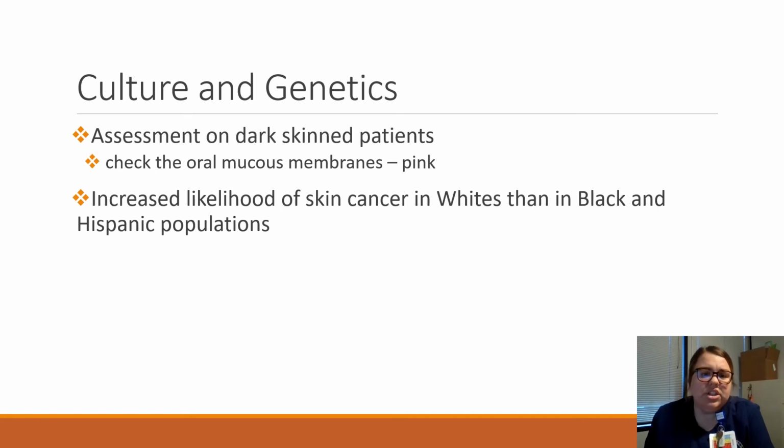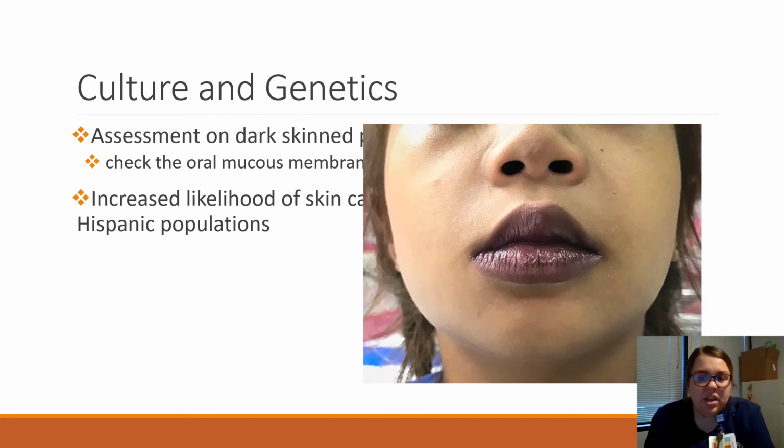So cultures and genetics. For assessment on dark-skinned patients, again, always check their oral mucous membranes. It should be pink. But to see if there's any discoloration, this is the location you need to look. There's an increased likelihood of skin cancer in whites rather than in blacks and the Hispanic population due to the melanin in the skin. So this client has what type of lips? Like, how would you document that color?